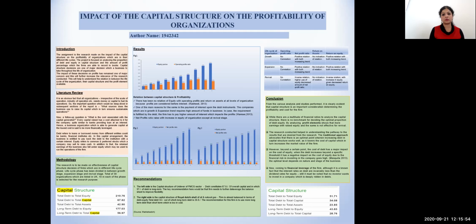And the next question is, what is the cost associated with the capital generated? Every capital has a cost attached to it, quite similar to the banks which provide loans for an interest. So cost of equity is always more than the cost of debt, as the risk associated with equity is more compared to that of debt.